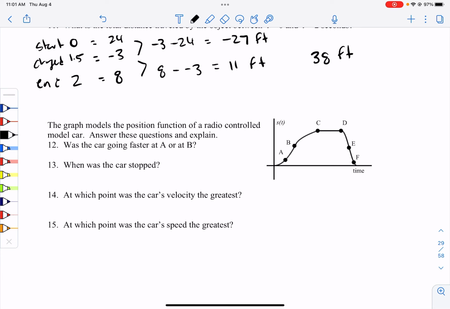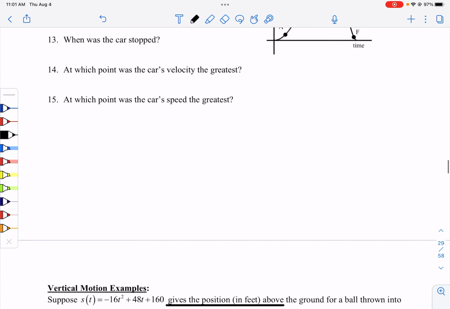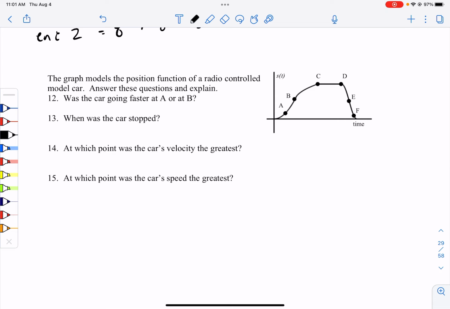Okay, let's do a couple more. I know the video is running long, but this is one of those where, like any other one, I need you to understand things really well. And that example was 9 problems, 9 different things that you're going to have to find on some of these homework problems. So number 12, 13, 14, 15.